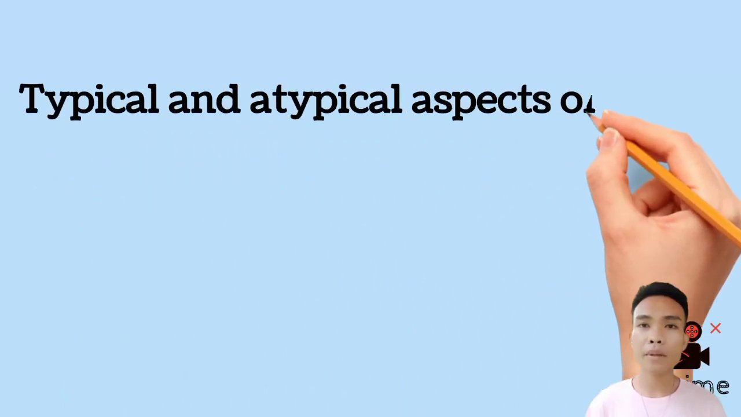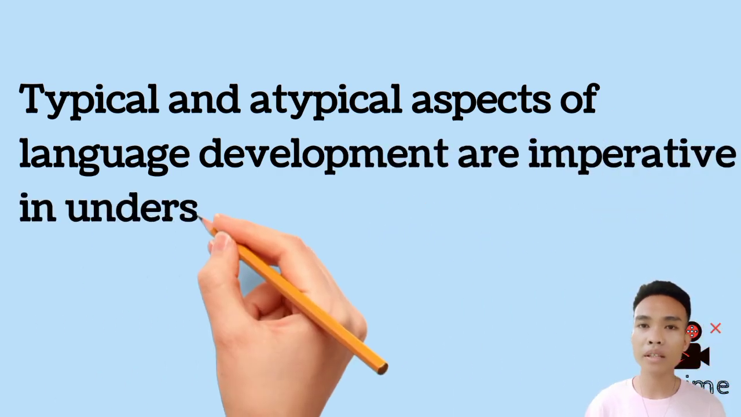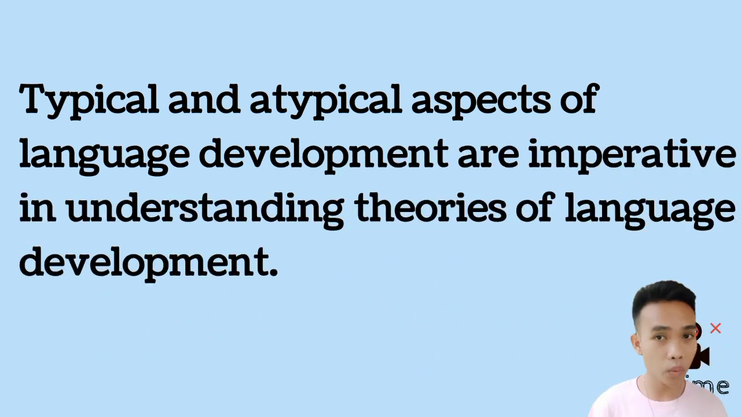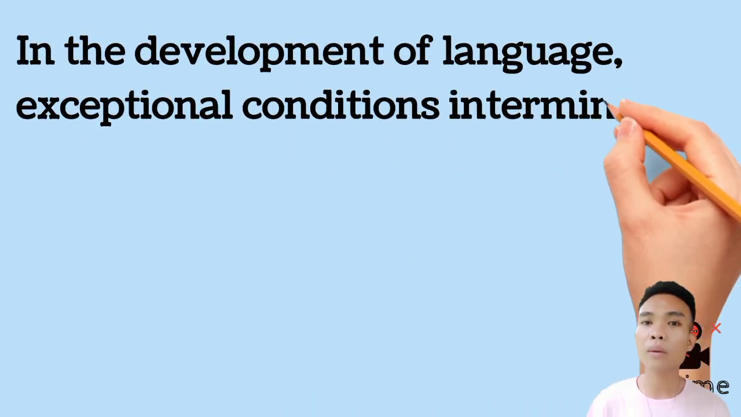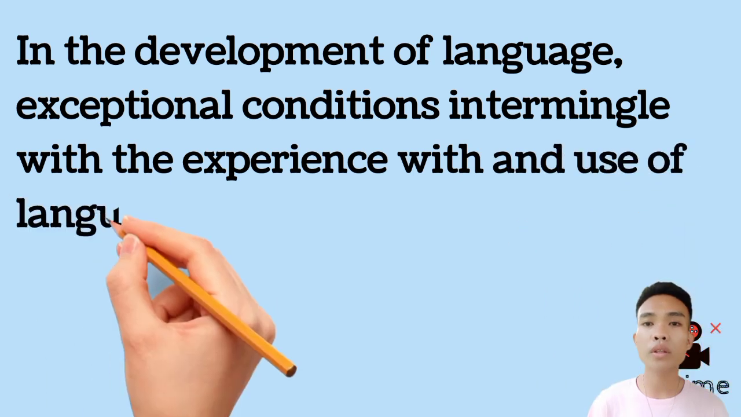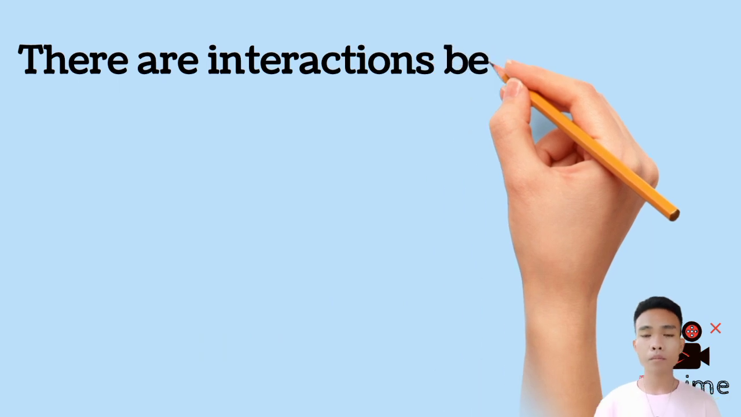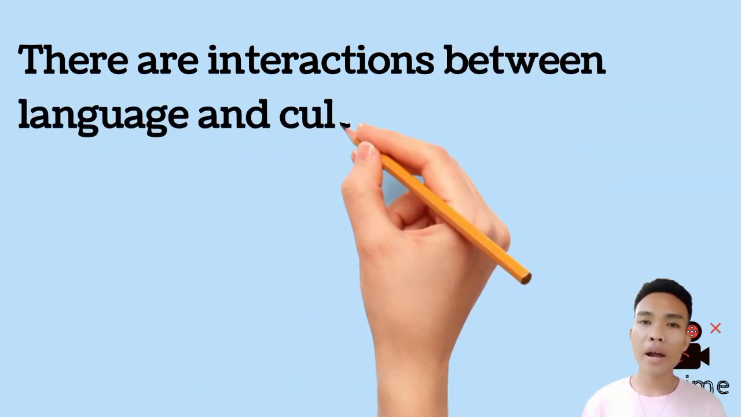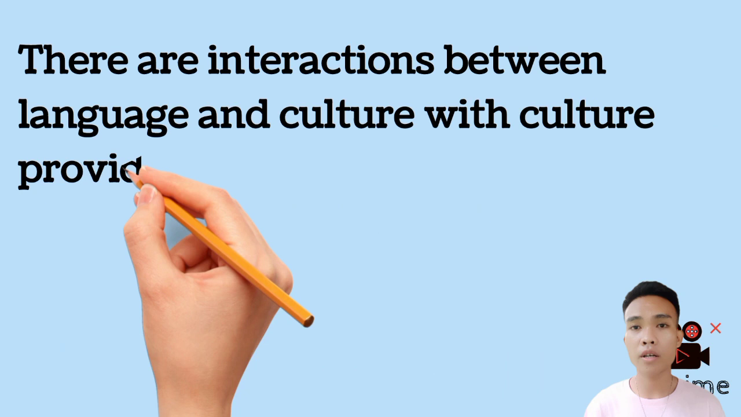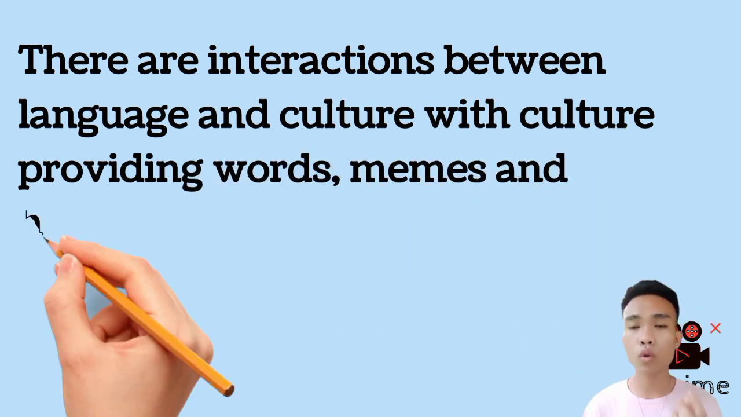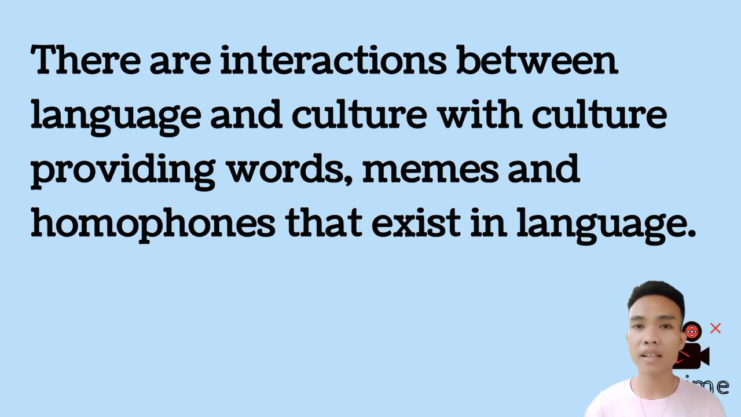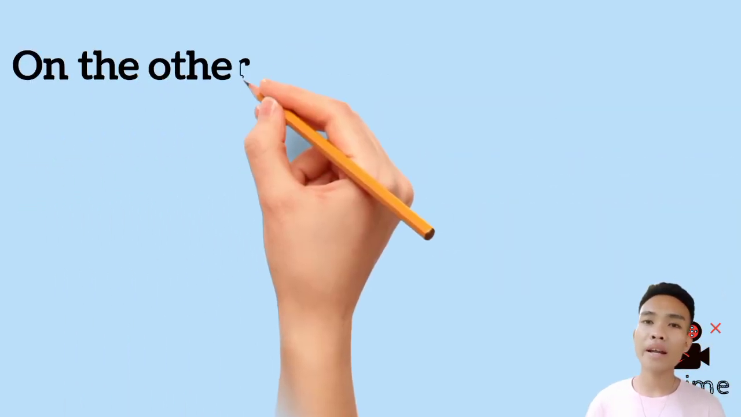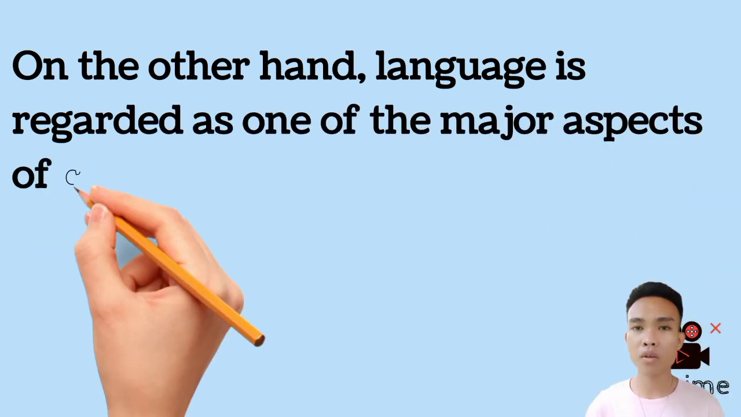Typical and atypical aspects of language development are imperative in understanding theories of language development. In the development of language, exceptional conditions intermingle with the experiences with the use of the language in people. There are interactions between language and culture, with culture providing words, mimes, and homophones that exist in language. On the other hand, language is regarded as one of the major aspects of culture.